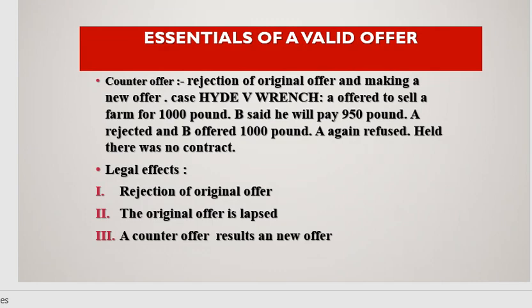Counter offer. It means the rejection of the original offer and making a new offer. In the case of Hyde versus Wrench, A offered to sell his farm for 1,000 pound. B said he will pay only 950 pound. So A rejected the offer of B. B the next day offered 1,000 pound. A again refused. Then he went to the court, and the court said there is no contract. So the legal effect of the counter offer is rejection of the original offer, and the original offer comes to an end. A counter offer results in a new offer.